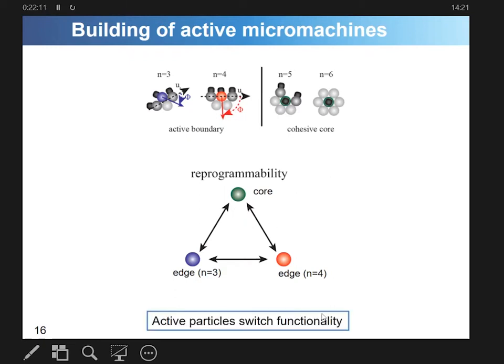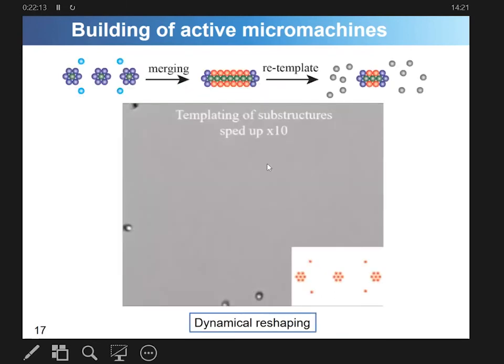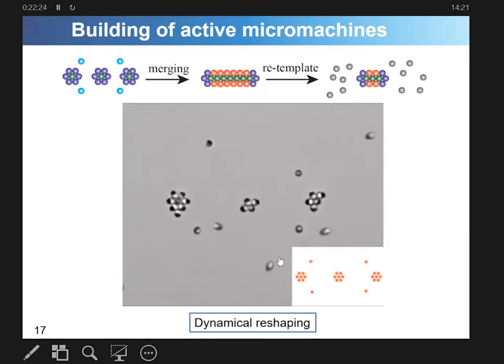The active particle can switch functionality, and you can actually use this particularity to dynamically reshape different structures, like I'm showing you here in this movie, where you have a full process, where we started by building 3 rotors with 4 individual swimmers that are trapped. And you can see the optical template that we used at the bottom right of the movie here.